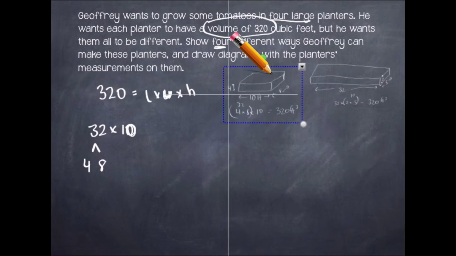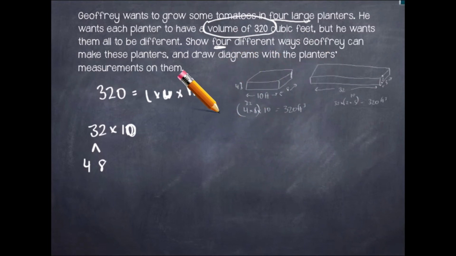cubic feet. Let's go ahead and put this guy up next to the other guy. So we got 2 different shapes. He wants 4 different ones. Okay, so why don't you guys take a second, see if there's any other combinations you can come up with, and then we'll see what other shapes we can make.